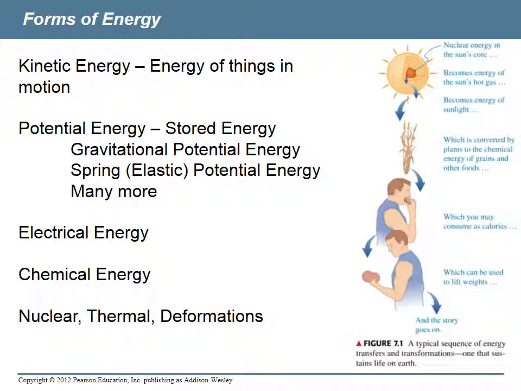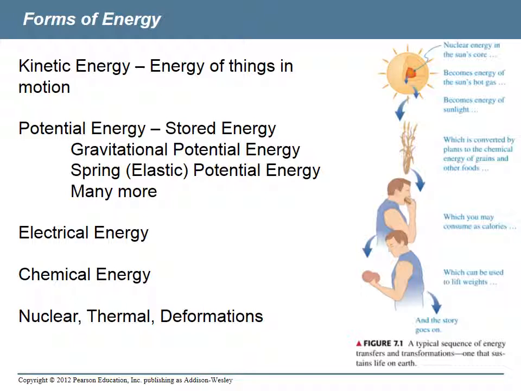Now, we have different forms of energy, though. Energy can take on many different forms, just like in a chemical reaction, the mass can take on many different forms. One of the first forms we'll talk about is kinetic energy, and this is the energy of anything that's moving. When things are moving, we say they have kinetic energy. Potential energy is a stored energy. That's the ability to turn into kinetic energy or electrical or chemical or nuclear or thermal or just deformations as well. Potential energy is just some sort of energy that is stored up.